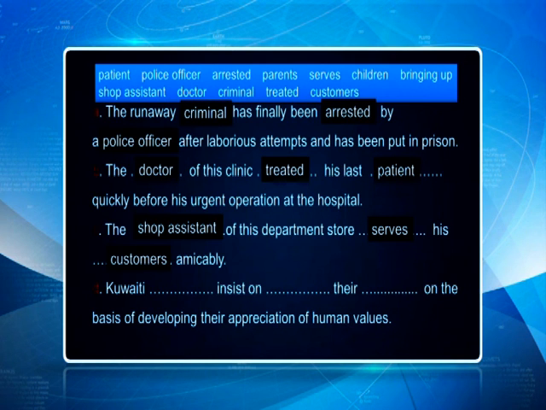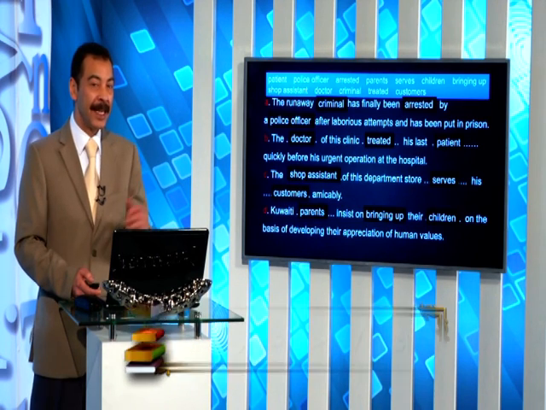And the last one, Kuwaiti insists on the basis of developing their appreciation of human values. So Kuwaiti what? Kuwaiti parents, excellent, insists on what? Insists on bringing up, that is educating, their what? Their children, excellent, on the basis of developing their appreciation of human values. Excellent. This exercise, by the way, is taken from your student's book. So you can go back to your books and check the answers.